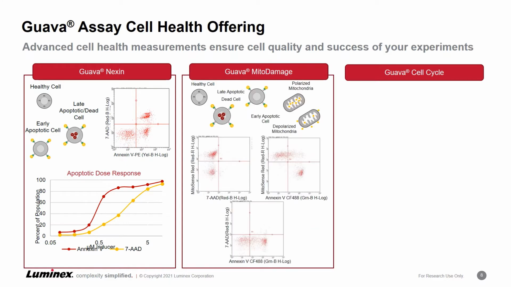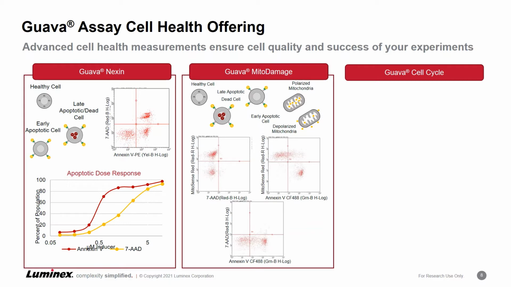One assay that takes things a step further is our MitoDamage assay, which we'll go into a little bit more detail in the next slide, that evaluates, in addition to annexin V and 7-AAD populations, the mitochondrial membrane potential. This assay shows clear separation for these very critical aspects of cellular health.